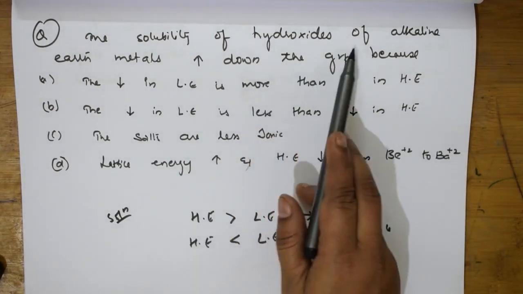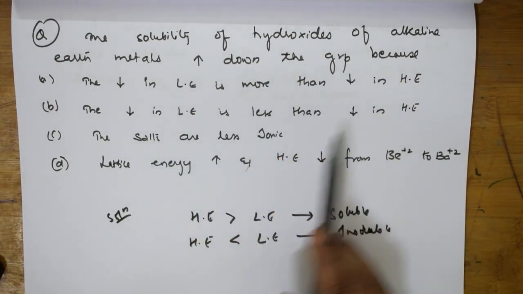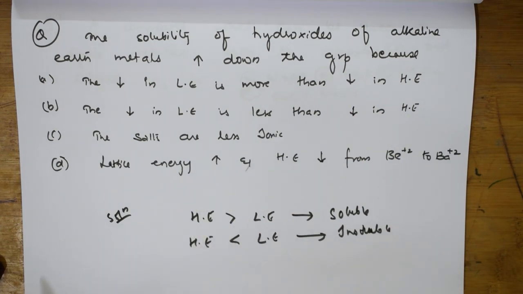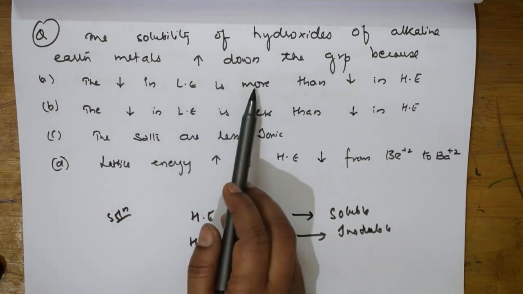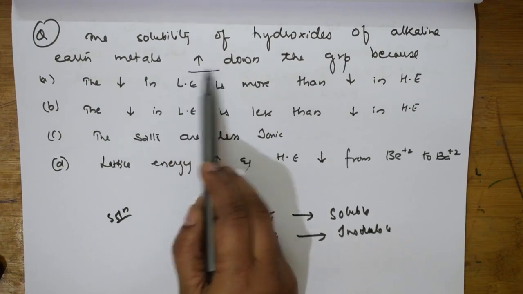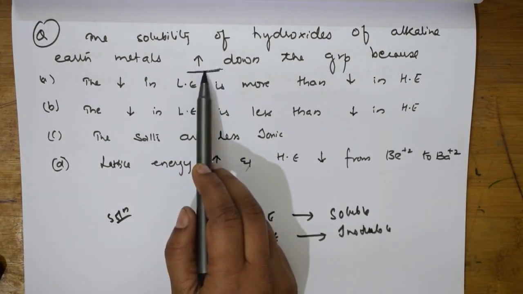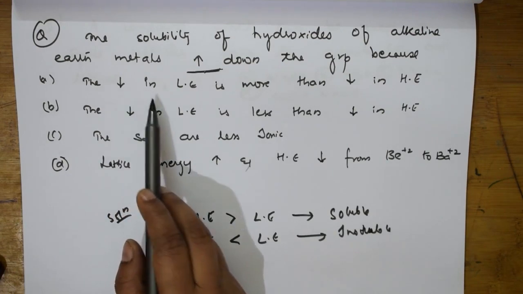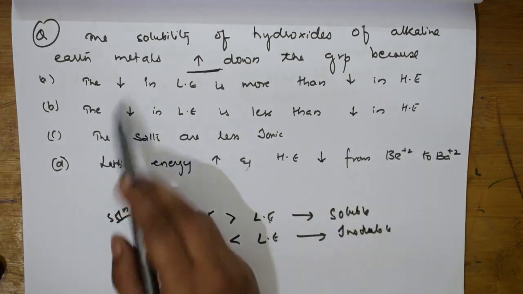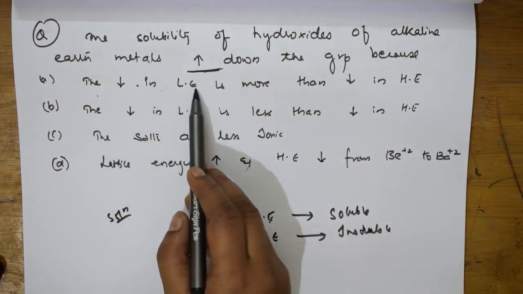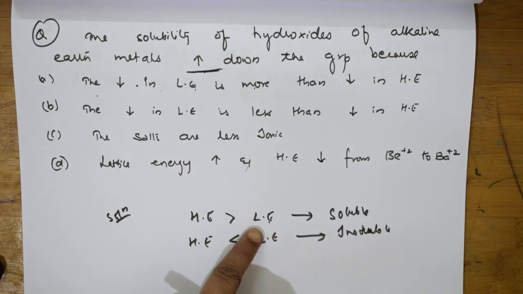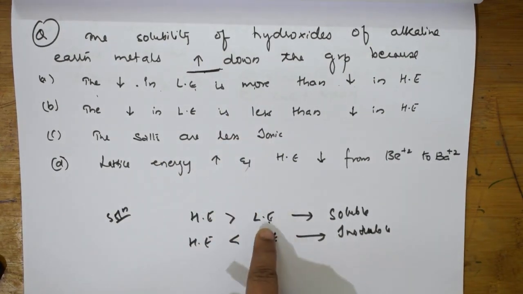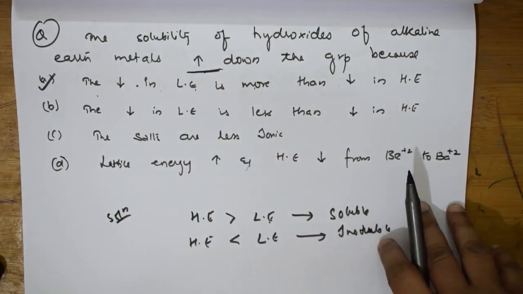Let's come back and see. The solubility of hydroxides of alkaline earth metals increases down the group. Fine. So I need to reason this according to this. What do they say? The decrease in lattice enthalpy is more. Solubility of hydroxide increases. That means it is soluble in nature. When is it soluble? When the lattice enthalpy is lesser. So in the first option only I got the answer, isn't it? The decrease in lattice enthalpy is more than the decrease in hydration enthalpy. I'm trying to satisfy this option with this concept. So the correct answer for this particular concept is A. Fine.